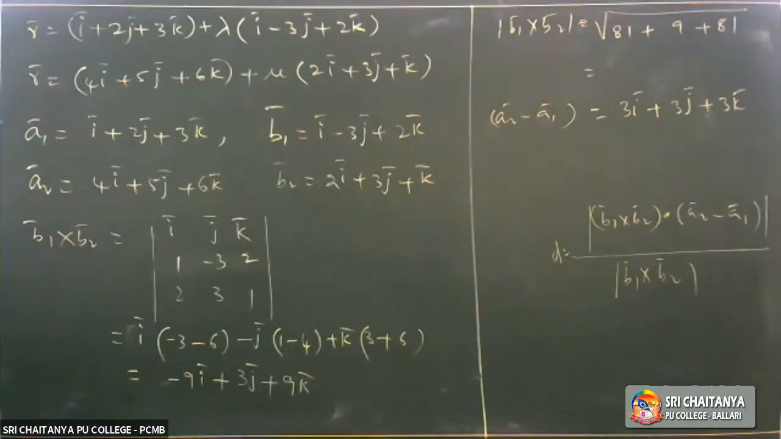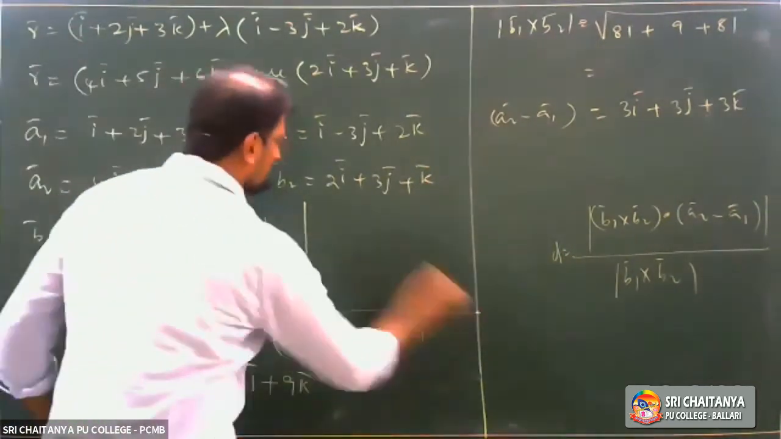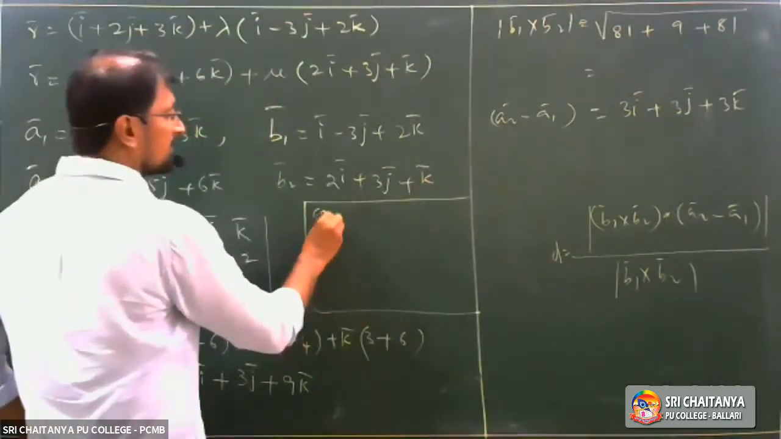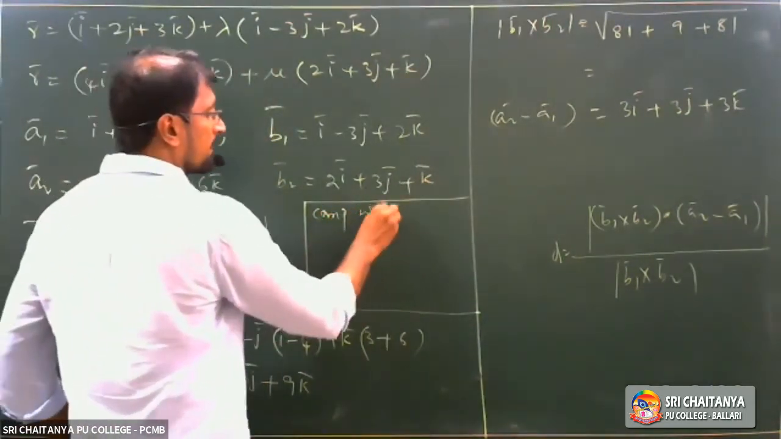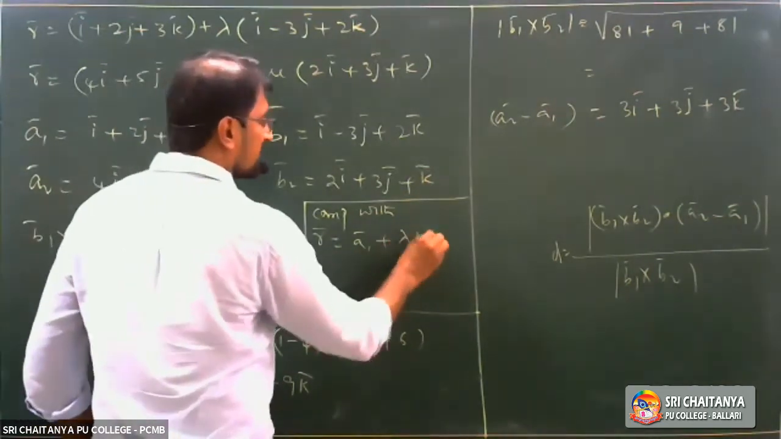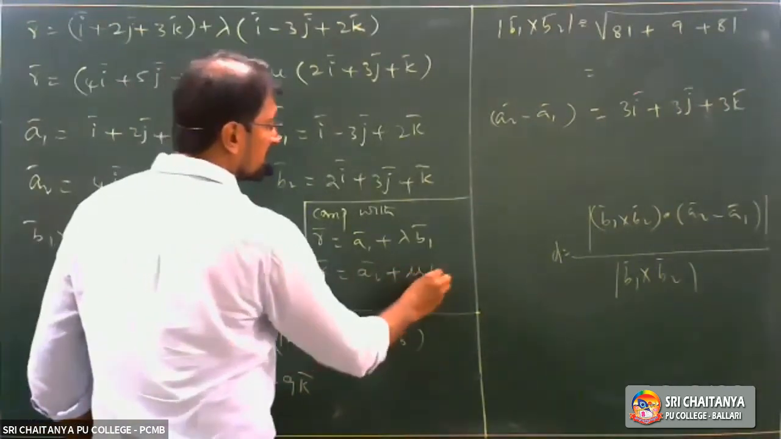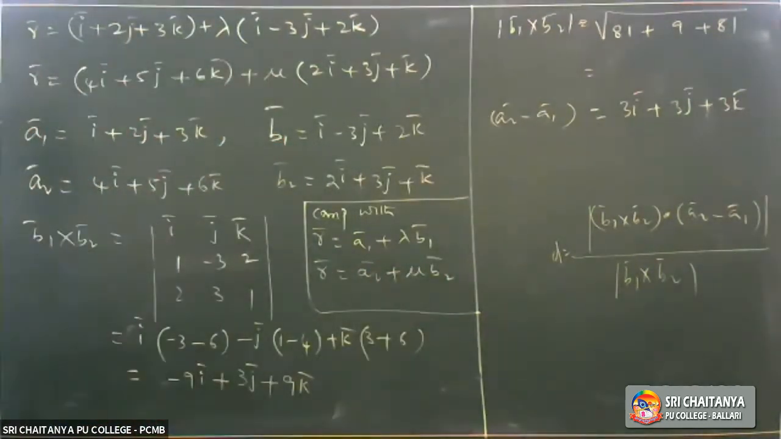We made a mistake here. That's why I insist you to compare with, observe this one. I am going right here. Comparing with R bar is equal to A1 bar plus lambda B1 bar. R bar is equal to A2 bar plus mu into B2 bar. Now it will be correct. Observe. You should write that one aside.